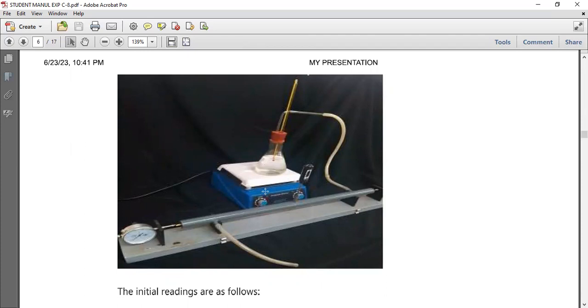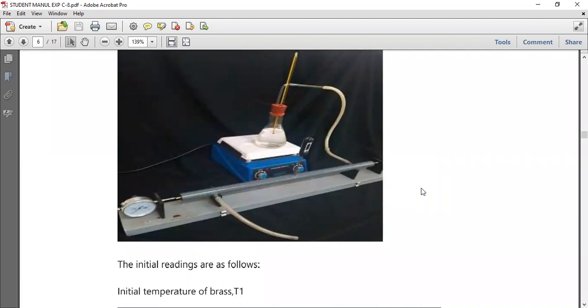This is the heater. We also have an analog thermometer here and a digital thermometer here. And of course, this is the metal tube. Inside it, we have the metal rod, brass. So this is the process of setting up the apparatus for this experiment.